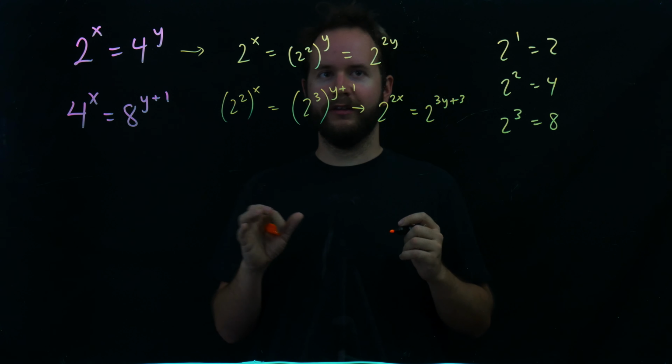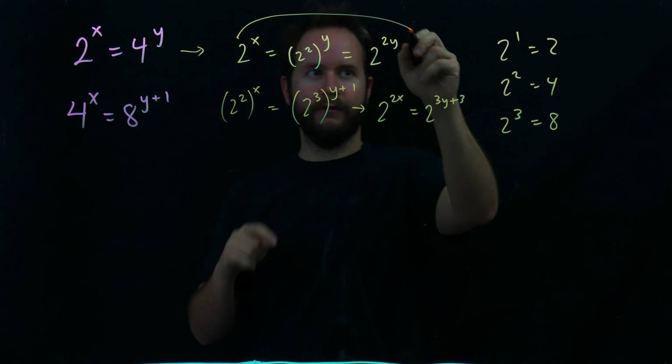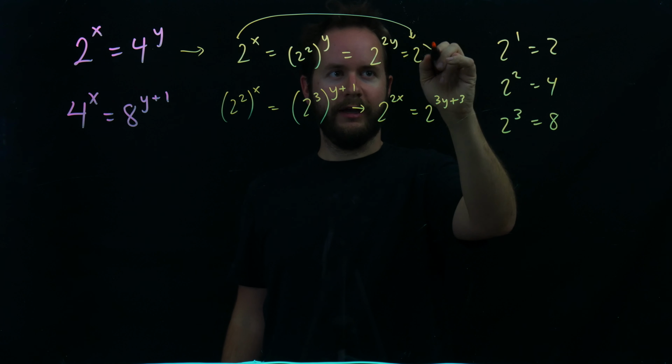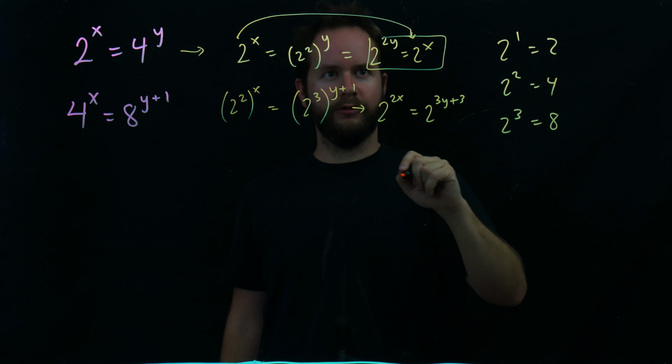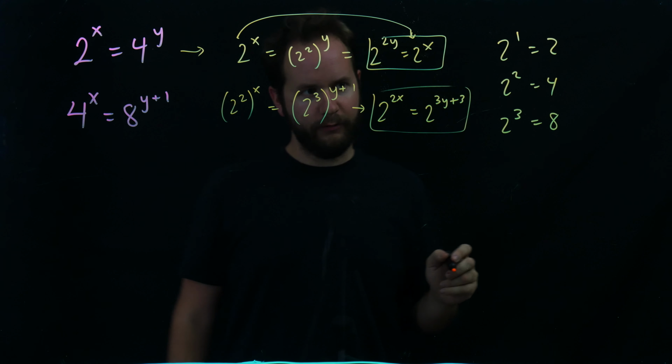Now we have two equations. Let me bring this one back over here and say this is 2 to the x. So I have two equations: 2 to the x equals 2 to the 2y, and 2 to the 2x equals 2 to the 3y plus 3.